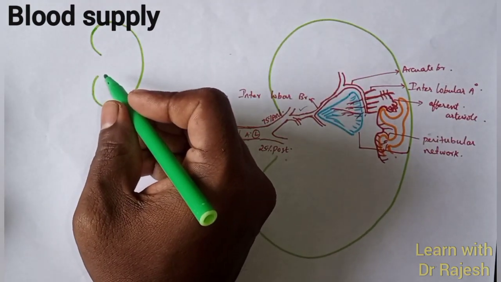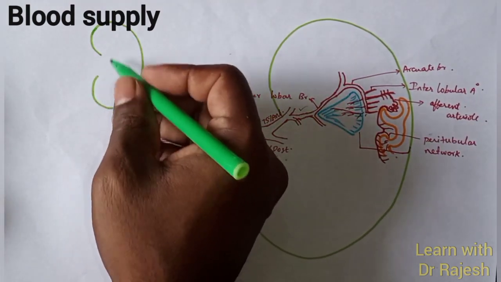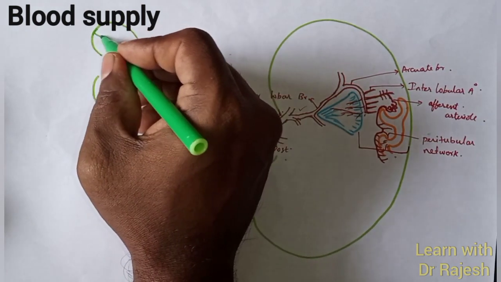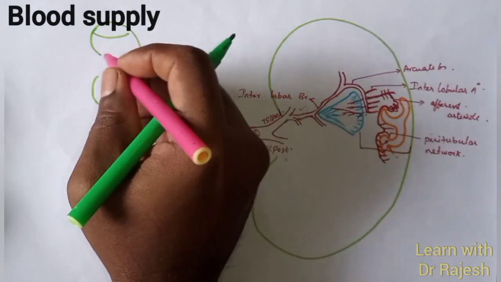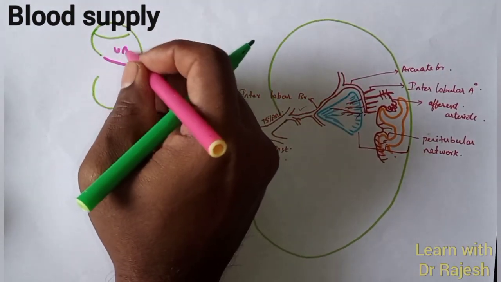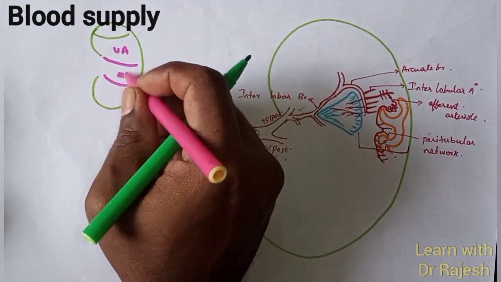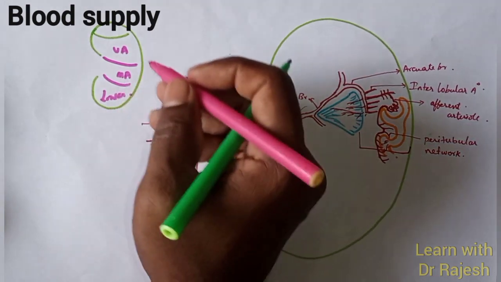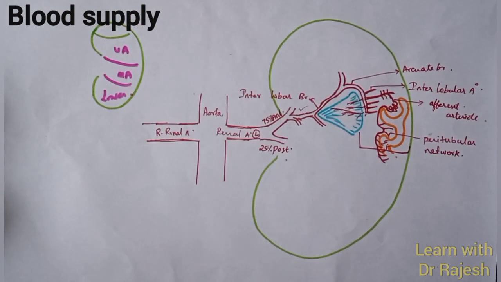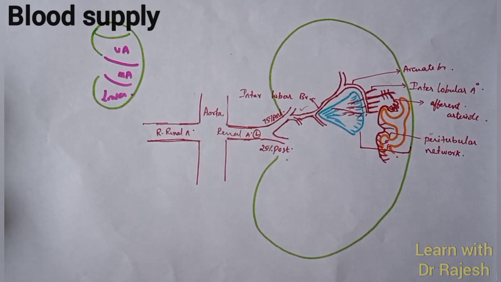If you take this as the anterior aspect, it has an apical segment, then an upper anterior segment, middle anterior segment, and a lower segment. Okay. So it has got apical. So this is the apical segment.